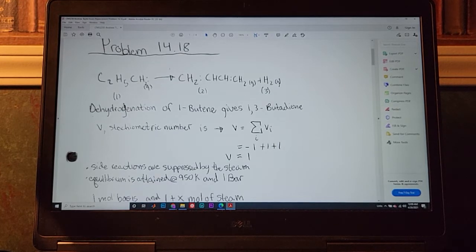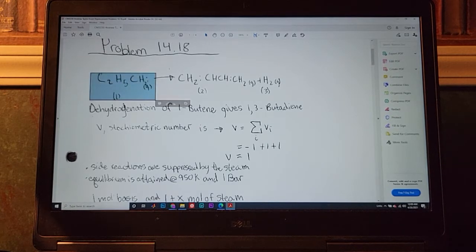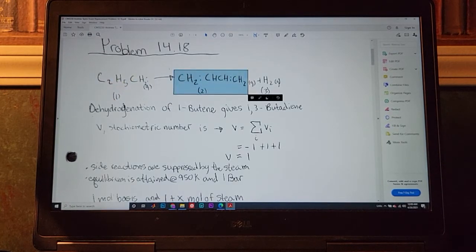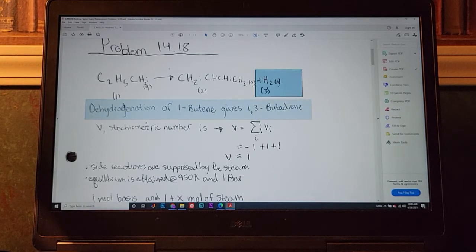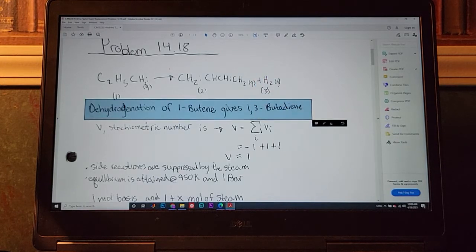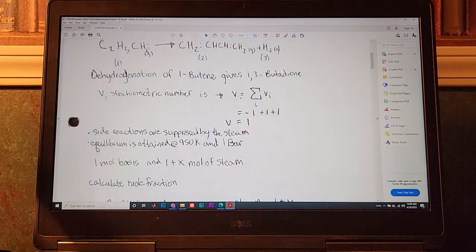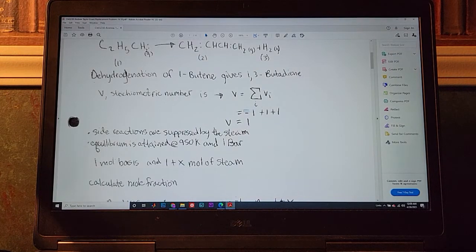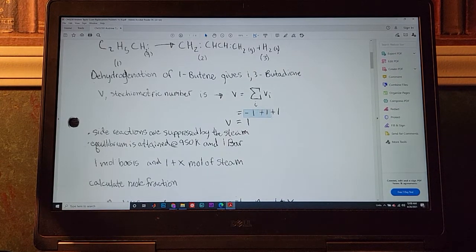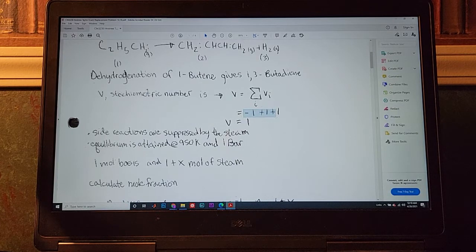We have 1 mole of reactants and then 1 mole of each of the products. And our reaction carries out the dehydrogenation of 1-butene, which gives 1,3-butadiene. We start by finding V, the stoichiometric number. We have the reactant being consumed with the -1, and then 1 mole of 1,3-butadiene and 1 mole of hydrogen gas right here.